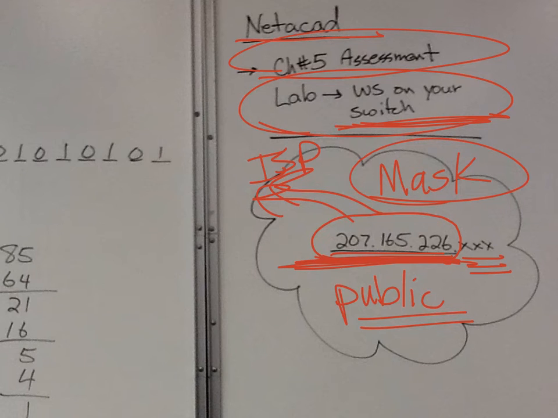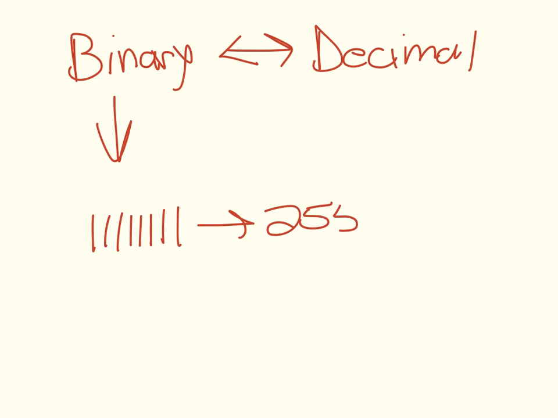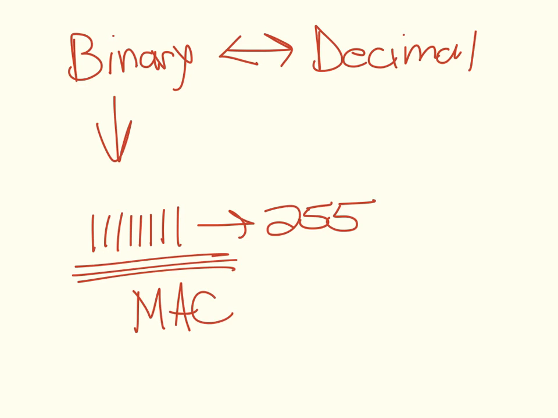Alright, to summarize then, we should be able to go from binary to decimal and back. When we have a binary representation of, for example, 8 1s, that would be the same as 255. In some cases, that counts. That would represent a broadcast address, and later on we'll talk about a MAC address. Okay, and then you also see it when we list the mask.